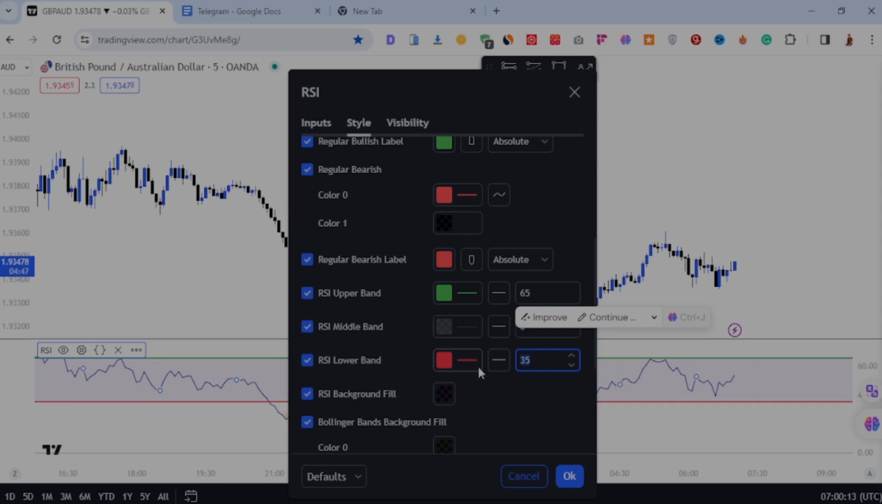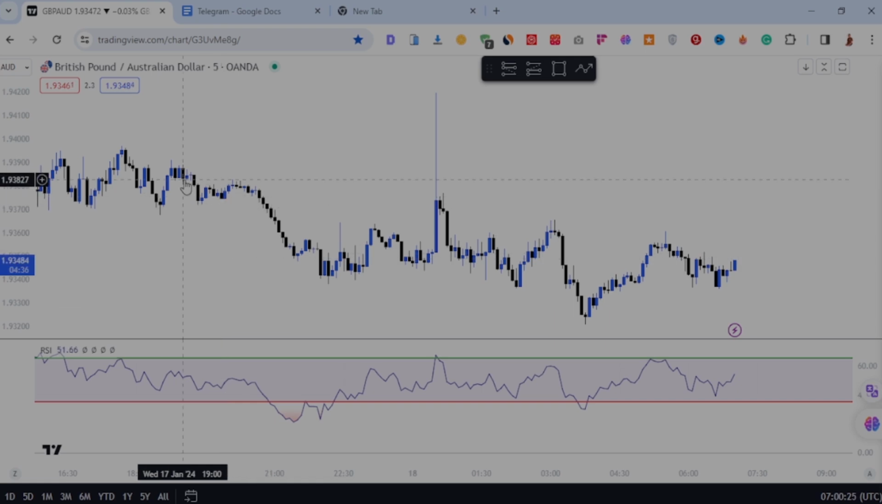So what you are doing here is you are just taking the overbought and bringing it a little bit down, and you are taking the oversold and bringing it a little bit up. Once we do this, the next thing that we want to do is to be able to catch high momentum candles.